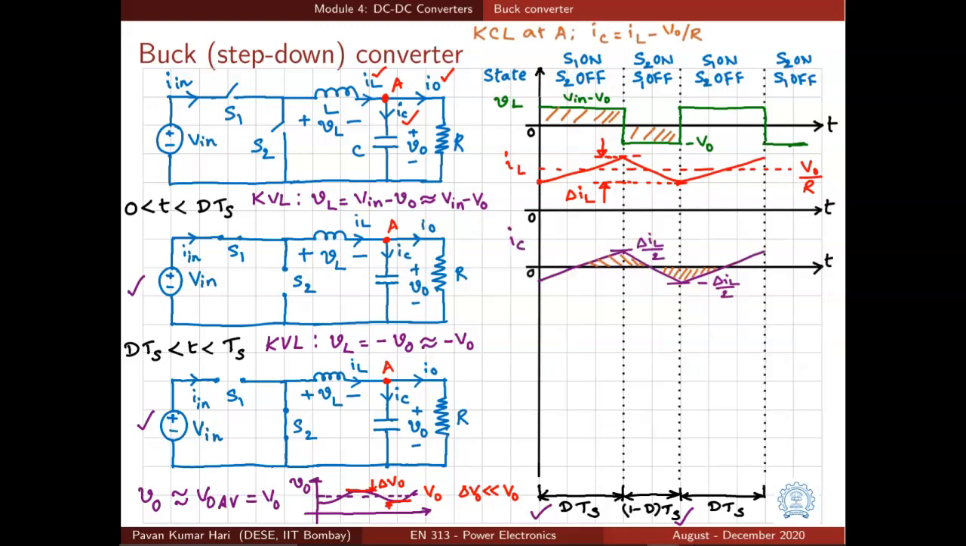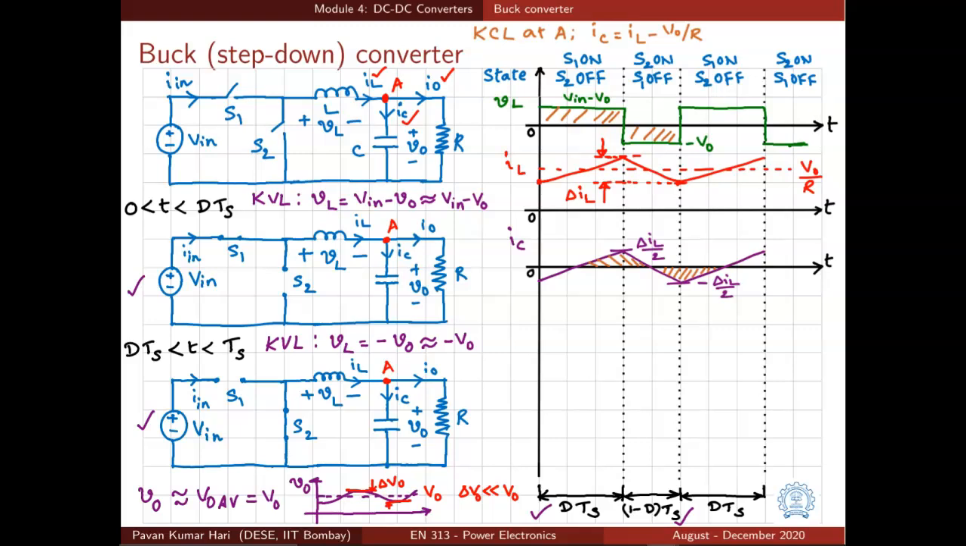Having known the inductor current waveform, we can easily plot the capacitor current waveform. Why do you want the capacitor current waveform? Because we want to plot the output voltage waveform. So the capacitor current expression is nothing but IL minus VO by R, according to the KCL that we have written earlier. So it is just a subtraction of VO by R from IL.